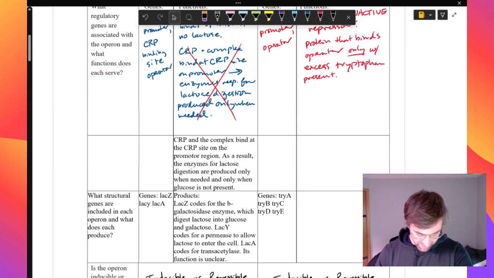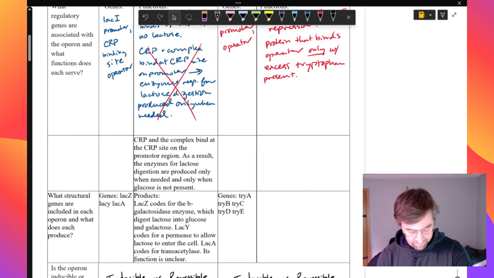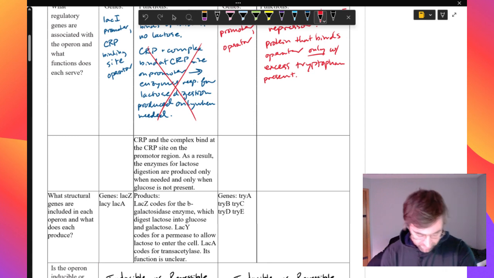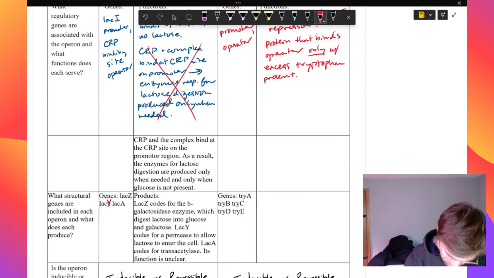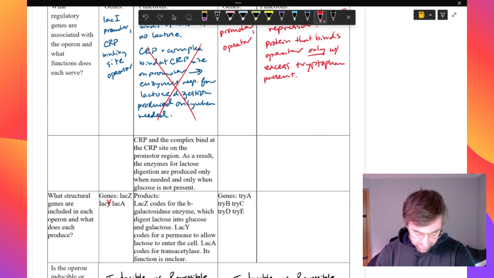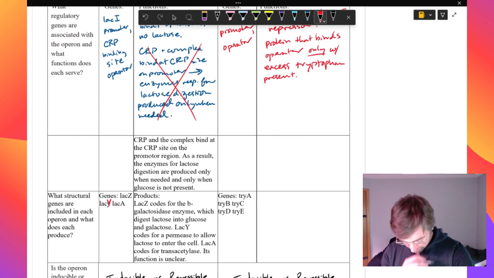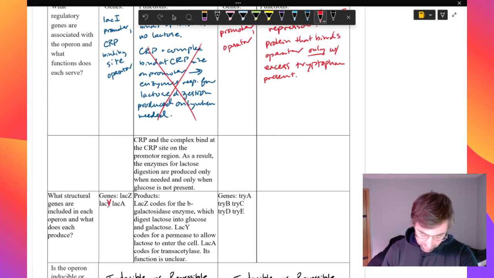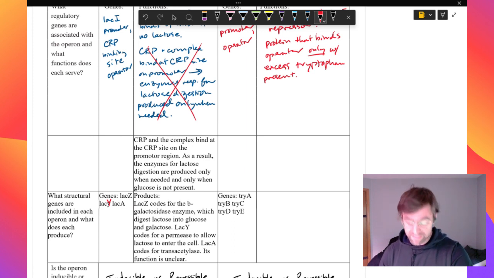So what structural genes are included in each operon, and what does each produce? So genes LAC-Z, LAC-Y, and LAC-A. LAC-Z codes for the beta-galactosidase enzyme, which digests lactose into glucose and galactose. LAC-Y codes for a permease to allow lactose to enter the cell. Permease, permeability. LAC-A codes for transacetylase. Its function is still unclear.